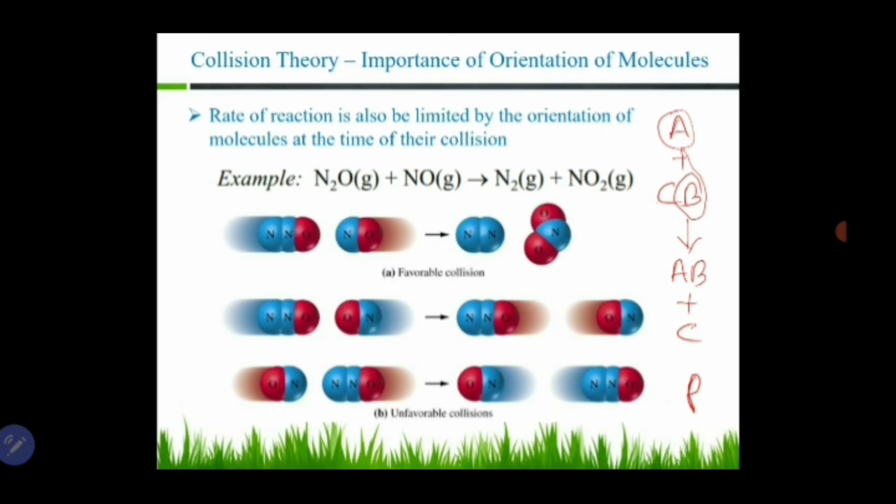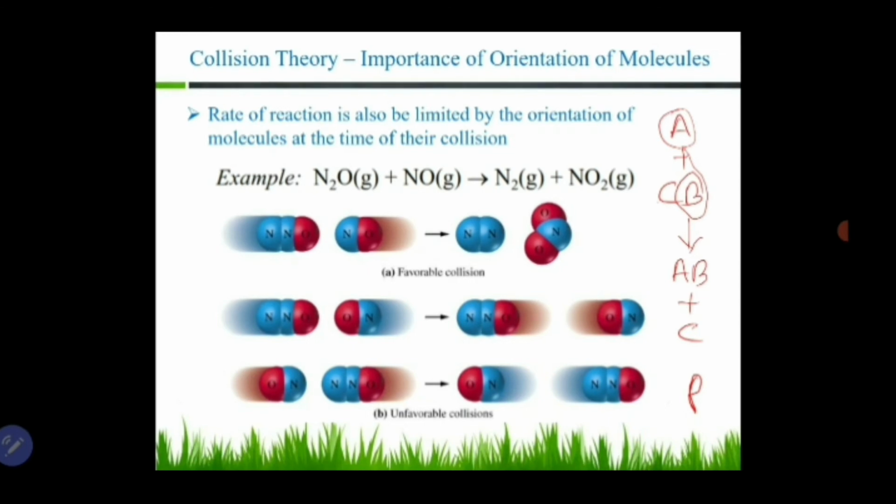So if A is going to collide with BC or CB, A can either collide with C or A can collide with B. So the probability is 1:1, provided B and C have similar size and electronic properties. In reactions of larger, more complex molecules, rho is considerably less than 0.5. So what comes to the picture is the orientation factor.